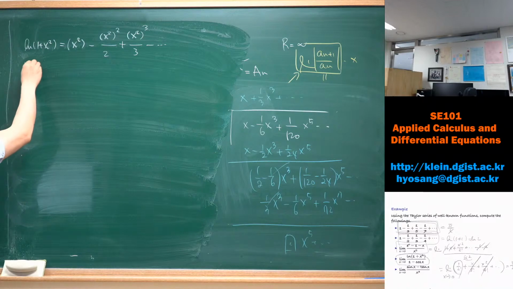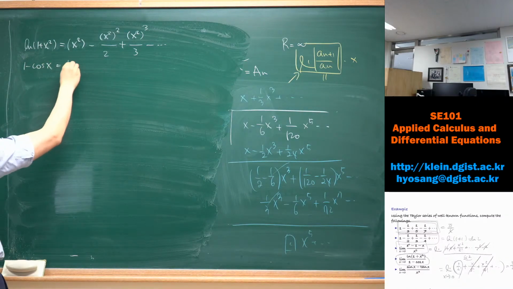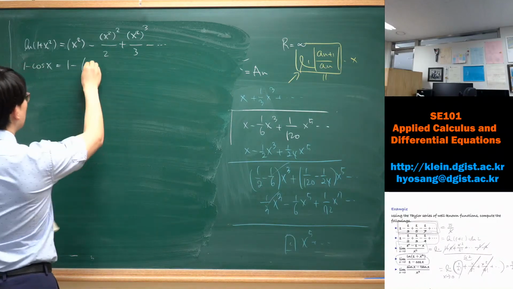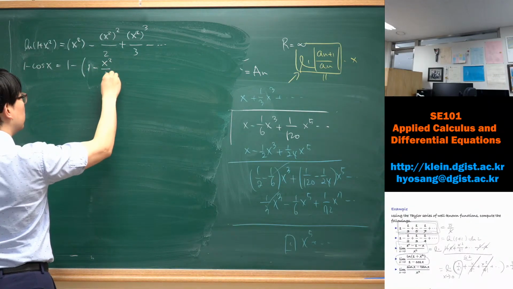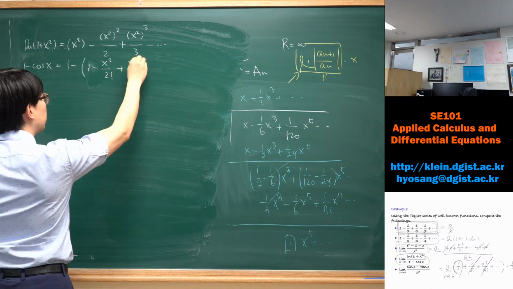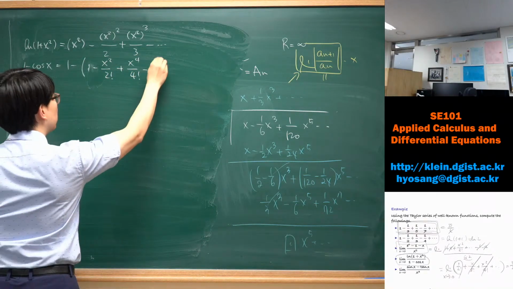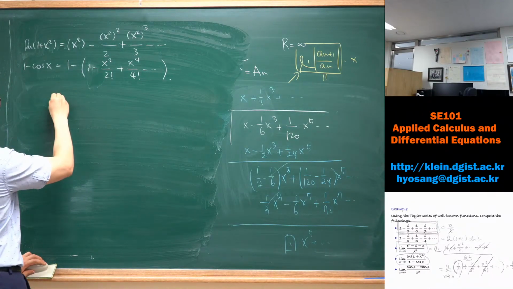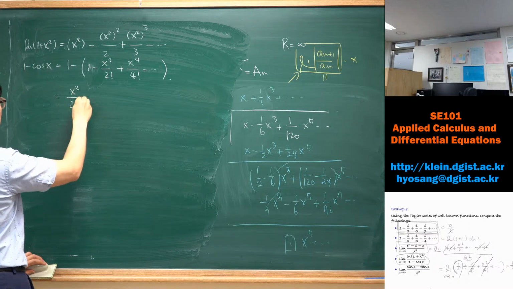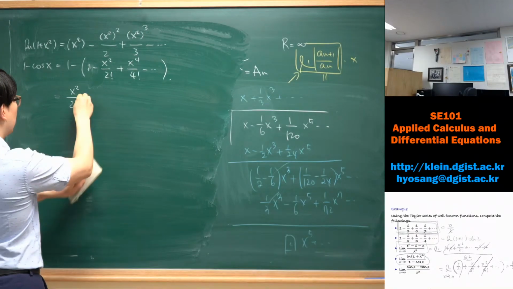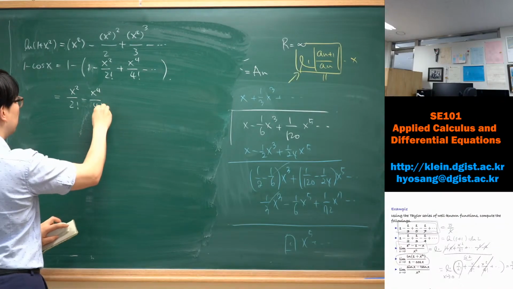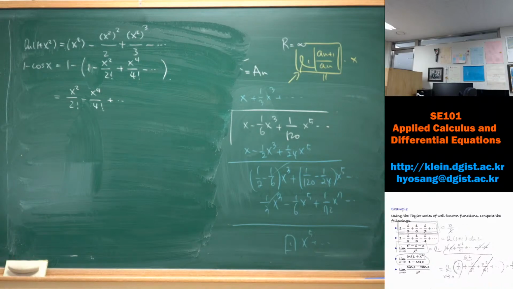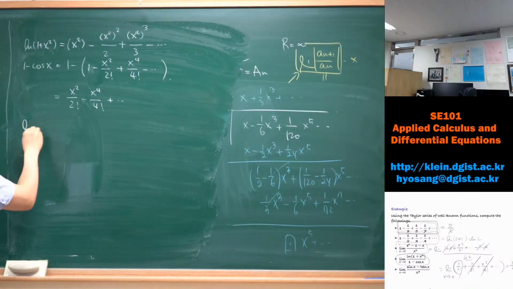And how about 1 minus cosine x? So 1 minus cosine x is 1 minus x squared over 2 factorial, plus x to the 4 over 4 factorial, and so on, right? That's the Taylor series. And the 1 cancels out. We have x squared over 2 factorial minus x to the 4 over 4 factorial, plus, and so on. Okay, so let's take the ratio.